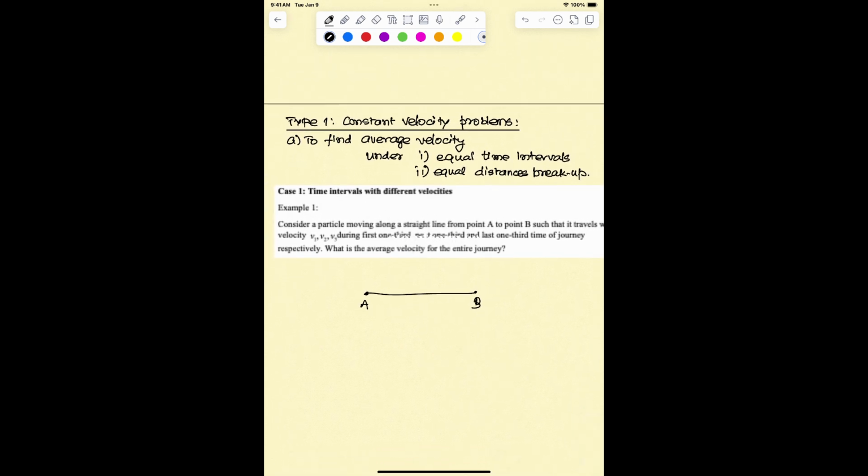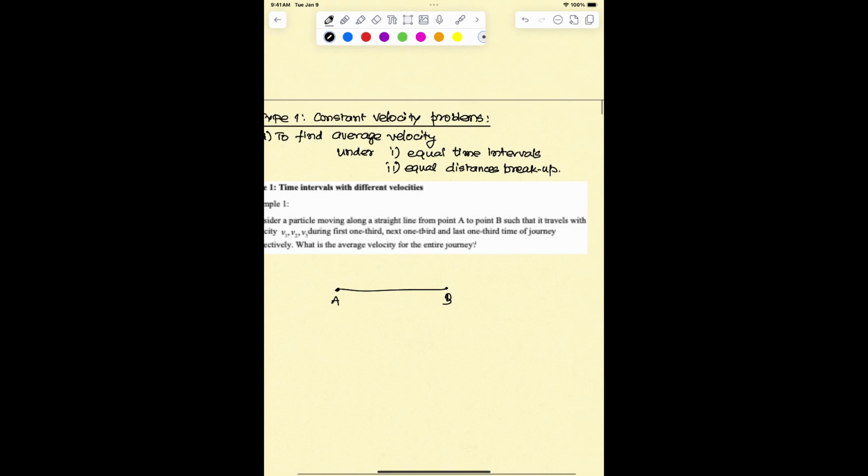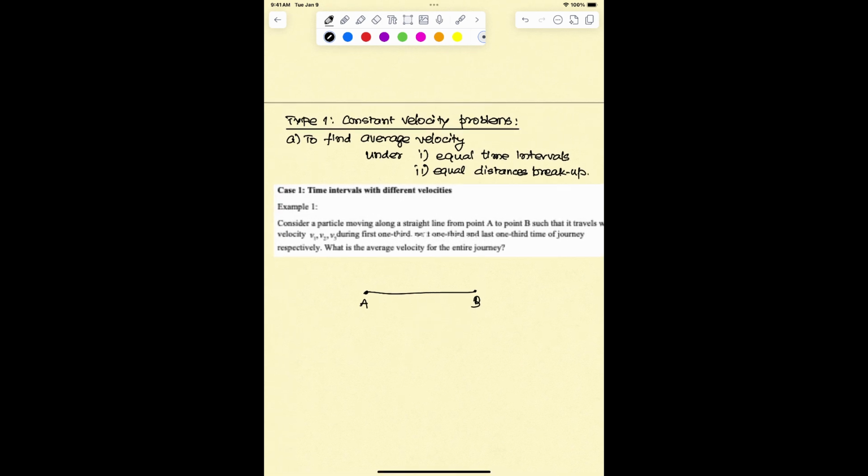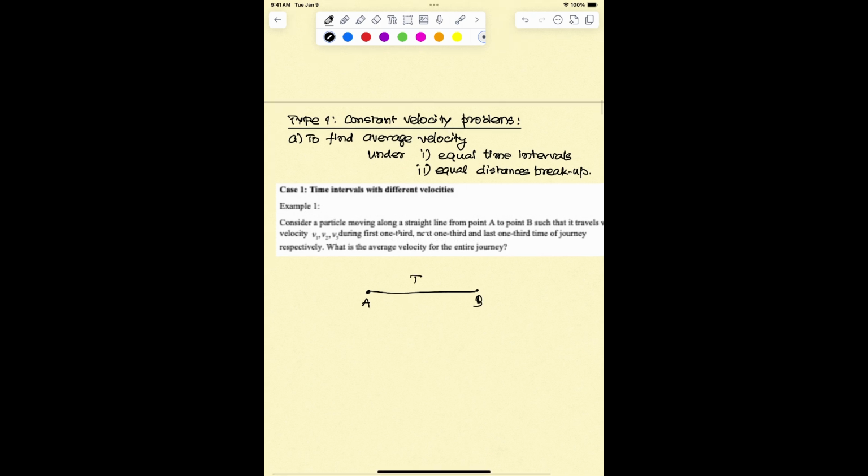The particle travels with velocities v1, v2 and v3 during the first one-third, the next one-third and the last one-third of the time of the journey. Suppose the total time taken for traveling from A to B is t. Then for the first t by 3 time, let us say it reaches this point, then the next t by 3 it may be here, and the next t by 3 it may be here. These are the equal time breakups, t by 3.